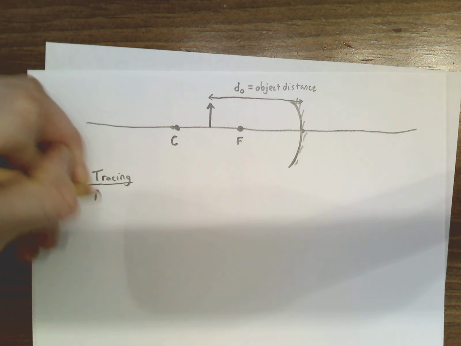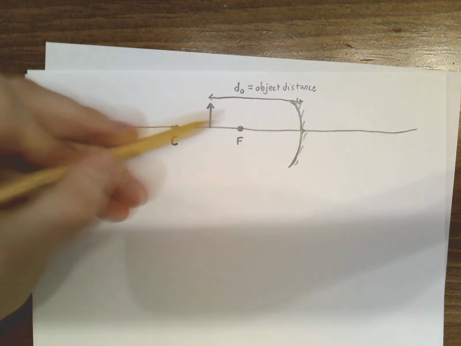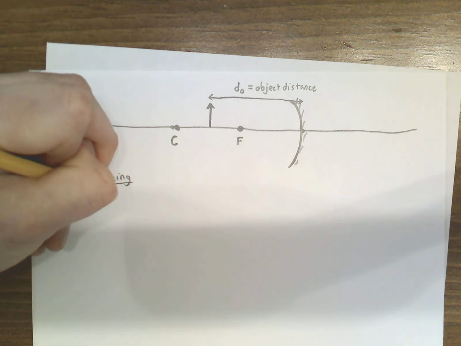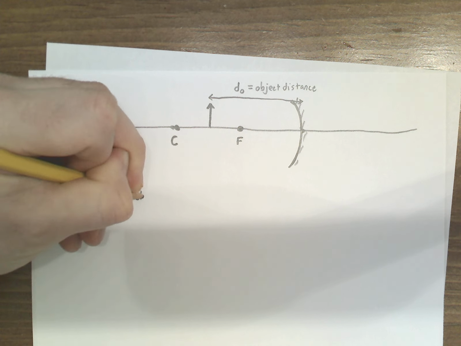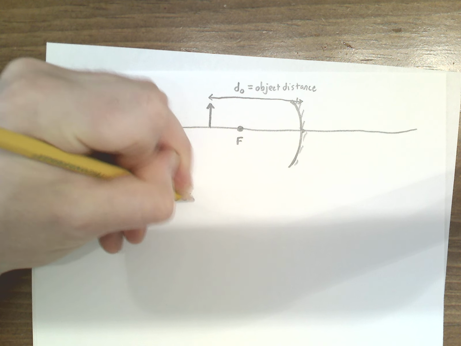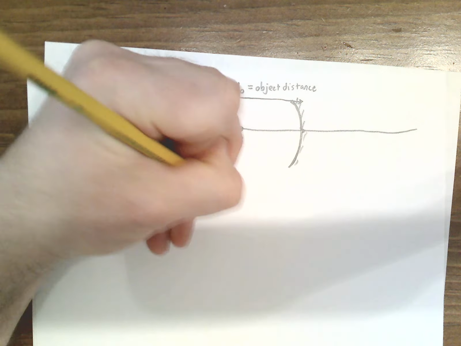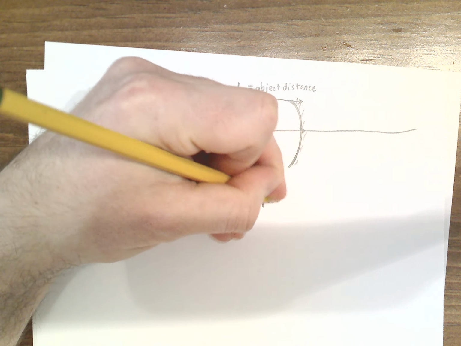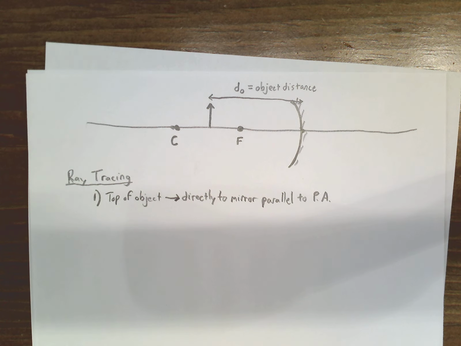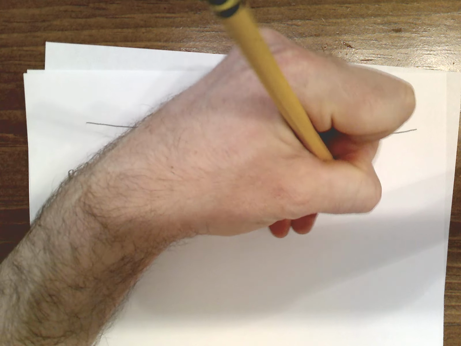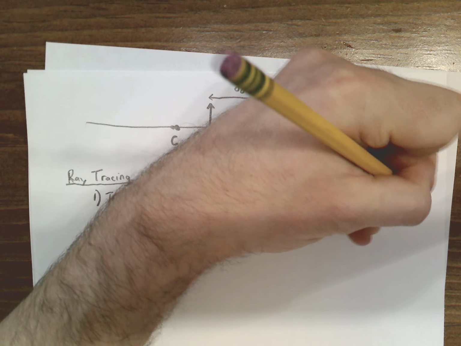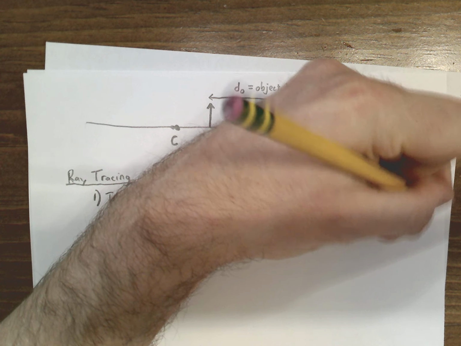So your first ray. All of these are going to start from the top of our object. Our object has a nice little pointed arrow here. We're going to begin our drawings from those points. So we're going to start at the top of the object. We're going to go directly to the mirror, parallel to the principal axis. I'm going to abbreviate that PA from now on. Then you're going to reflect back to the focal point. Back through F.